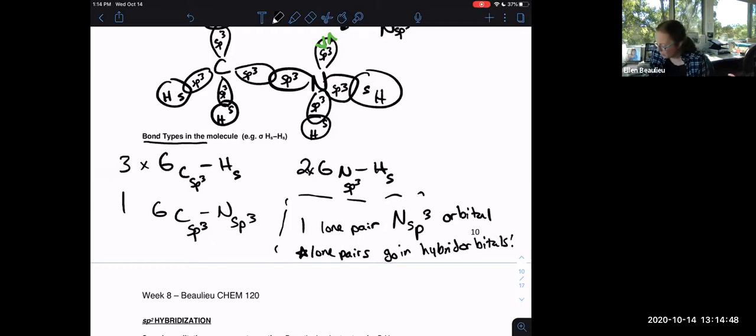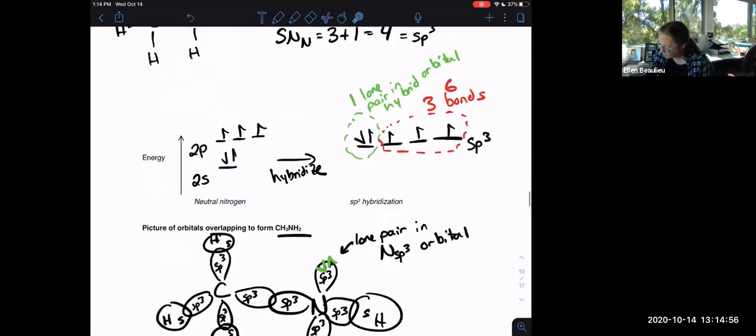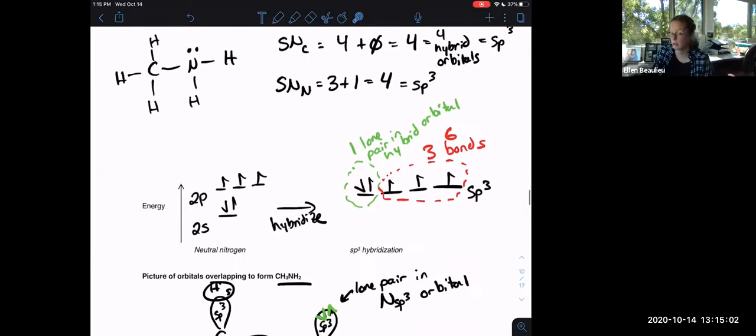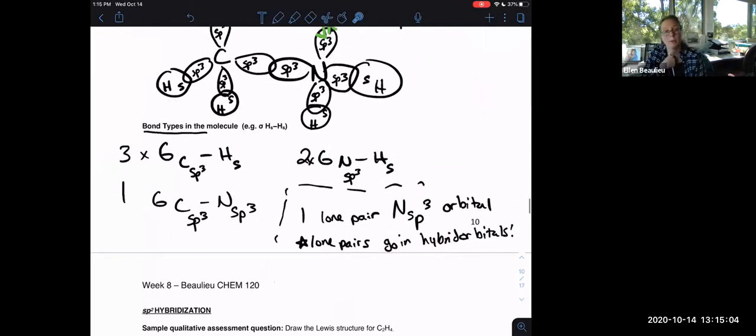Now, total, I have 3 plus 1 is 4, plus 2 is 6. Do I have a total of 6 bonds in this molecule? 1, 2, 3, 4, 5, 6. That's like a nice way to check my work. Did I list all the bonds correctly? And I did.